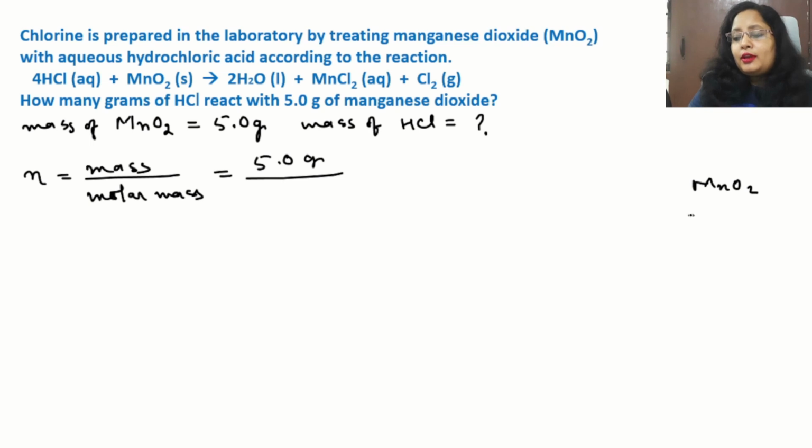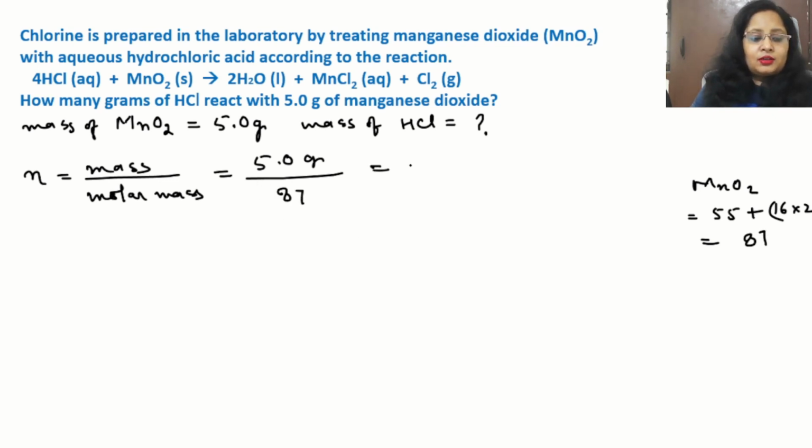So MnO2, for manganese the atomic mass is 55 plus oxygen, it is 16. Here 2 atoms, so into 2. Now we get the answer 87. So we will put molar mass 87, and after calculation we get the answer 0.057 moles. These are the number of moles of manganese dioxide.